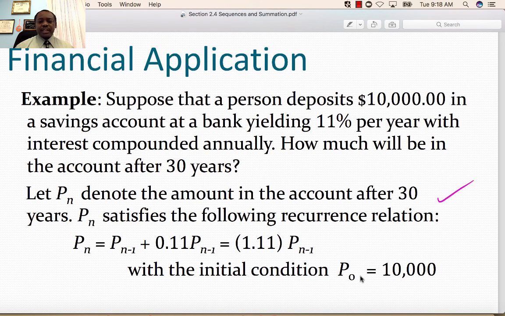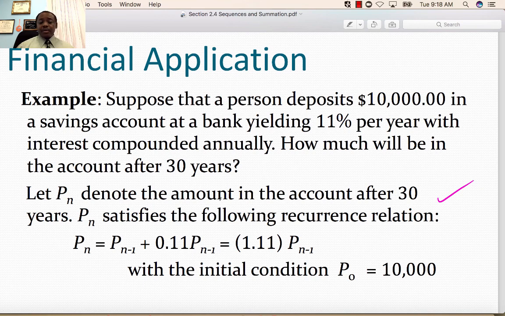Here's a very simple financial application. You can actually do this in business. Suppose that a person deposits $10,000 in a savings account at a bank yielding 11% per year. That's huge. I wish I found such a bank. With interest compounded annually, how much will be in the account after 3 years? You can do this using knowledge from business without applying recurrent sequences.